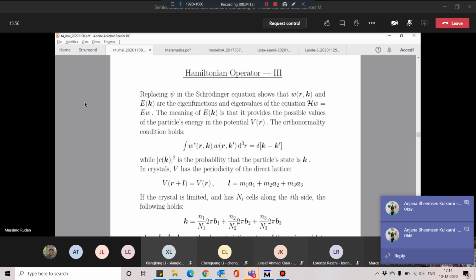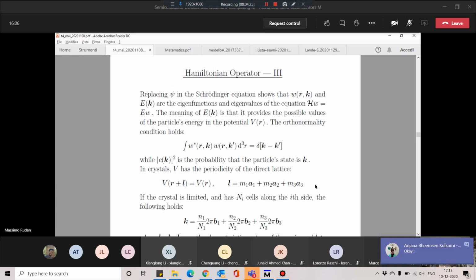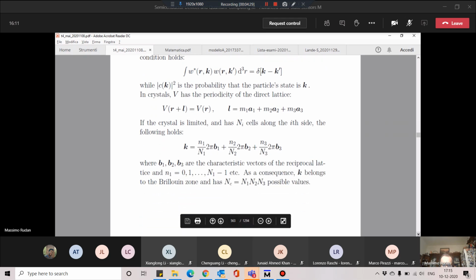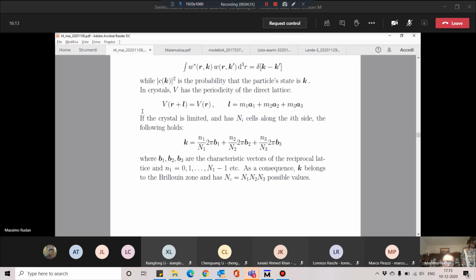So any vector k in the reciprocal scaled lattice is made of a linear combination that you can see on the screen, a linear combination of the vectors 2 pi b1, 2 pi b2, and 2 pi b3. In principle, the coefficients of the linear combination should be real numbers.